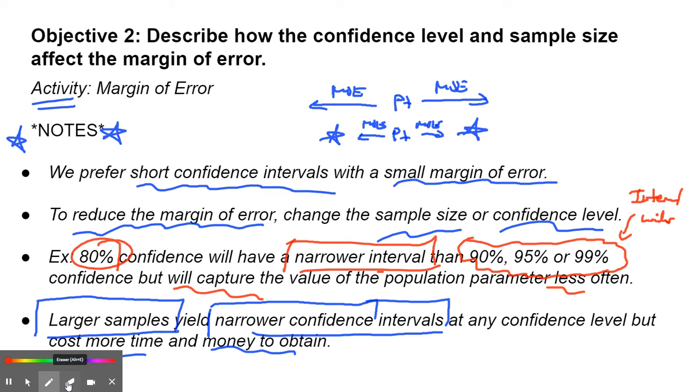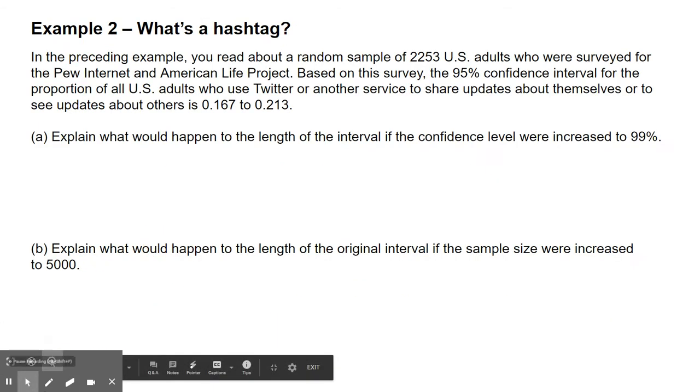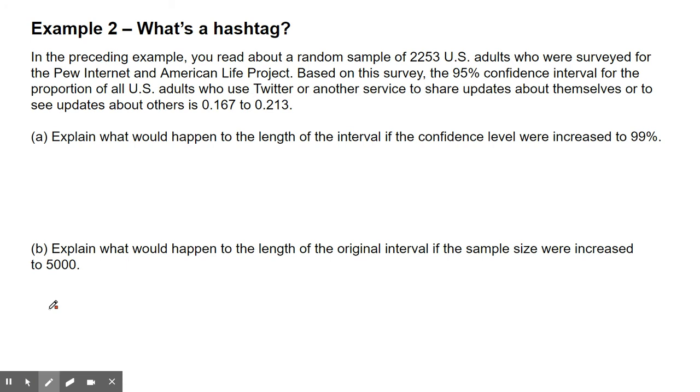Okay, cool. So let's take a look at problems here. It says example 2, what's a hashtag? So in the preceding example, you read about a random sample of 2253 US adults who were surveyed for the Pew Internet American Life Project. Based on this survey, the 95% confidence interval for the proportion of all US adults who use Twitter or another service to share updates about themselves or to see updates about others is 0.167 to 0.213. Explain what would happen to the length of the interval if the confidence level were increased to 99%. So what happens if you increase to 99%?